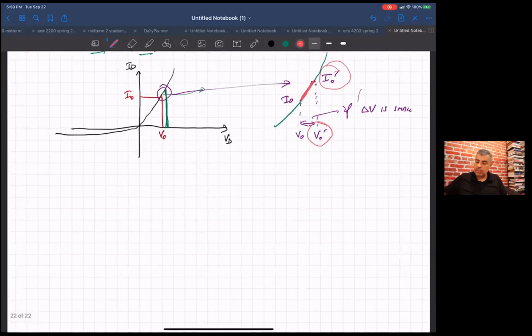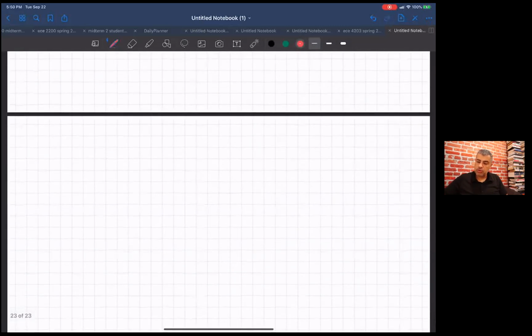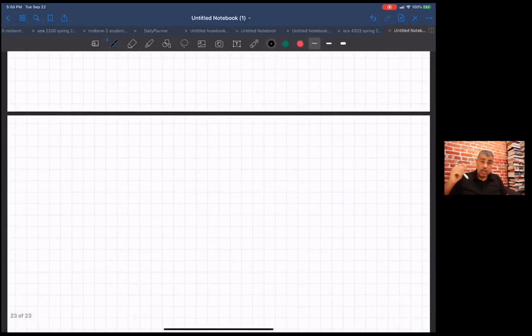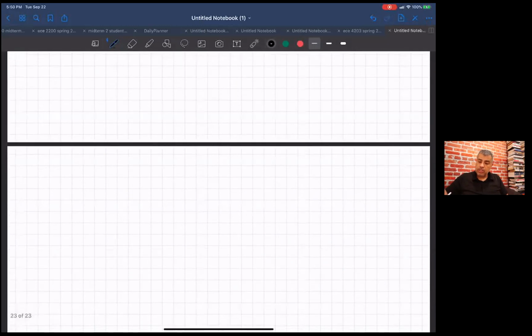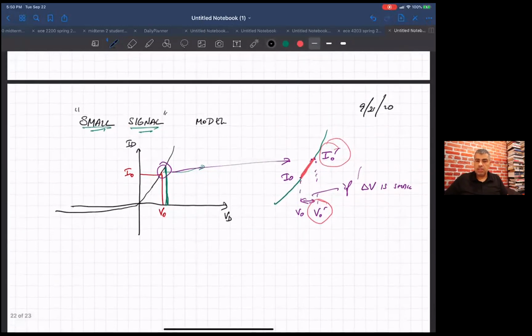So now let's look at why this might be useful. I'm not going to do an example yet. Any questions about that? I know I'm just giving you the headline here, but it's a very simple concept that can get confusing.